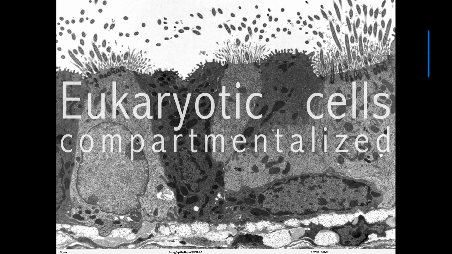So unlike prokaryotic cells, eukaryotic cells are compartmentalized. What this means is that structures in the eukaryotic cells allow for specialization. So we have organelles such as the mitochondria, such as the nucleus, which you can see outlined down here in this cell where the DNA is stored.